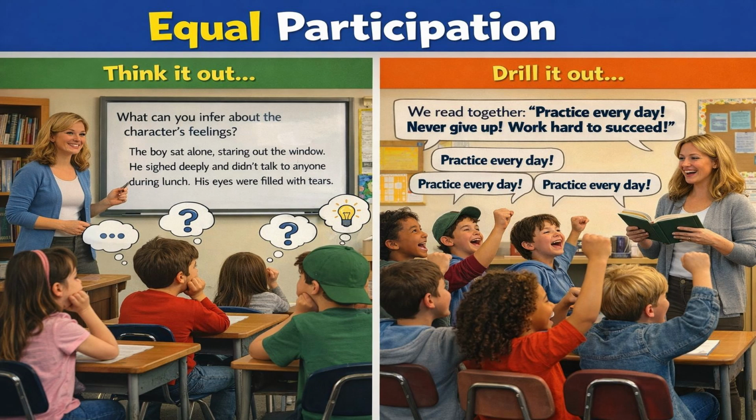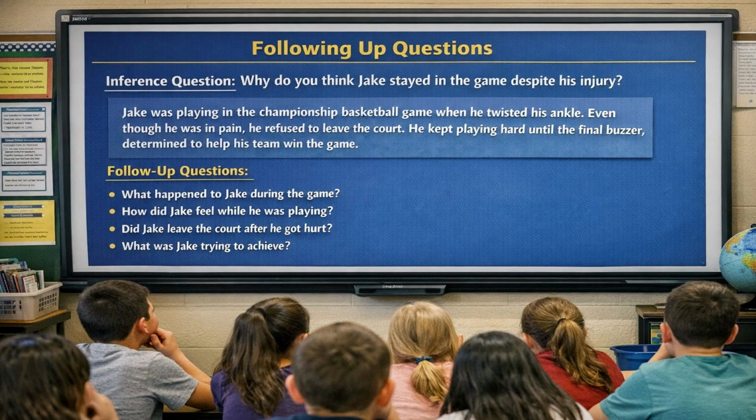As shown in this example, in the first situation, all students are thinking about the same question. Everyone is engaged, and everyone is participating. In the second situation, all students are reading together, repeating the same sentence after the teacher, which helps build fluency and confidence. This is the goal of effective teaching. Not selecting one student, but engaging all students at the same time. Following up questions are very important after reading.